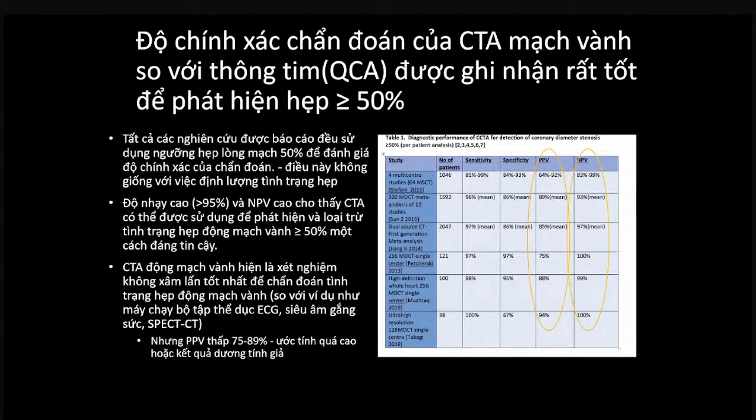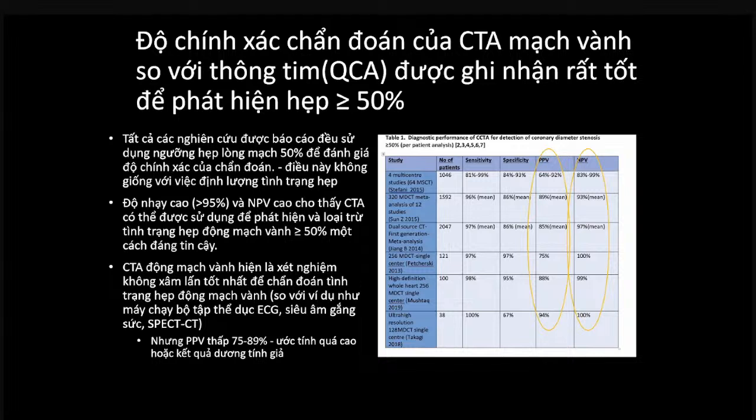Now, the diagnostic accuracy of coronary CTA compared to catheter angiogram or QCA is very well documented for detection of stenosis more than 50% of the coronary arteries. All the studies that have been done use a threshold of 50% diameter stenosis, and the high sensitivity of more than 95% and high negative predictive value suggests coronary CTA can be used to reliably detect and exclude a coronary stenosis of more than 50%.